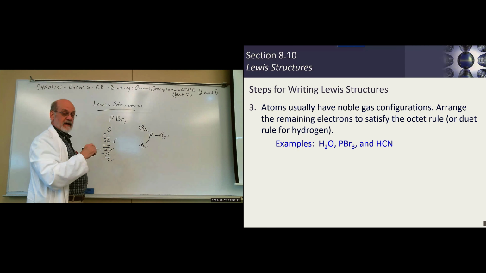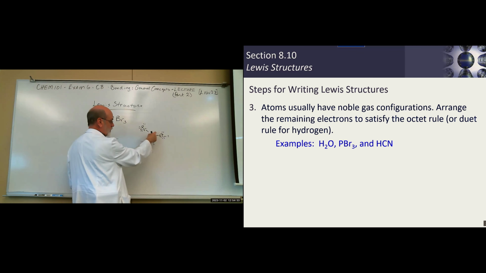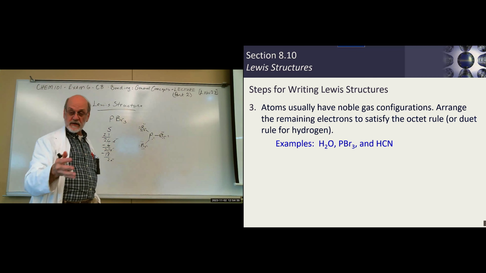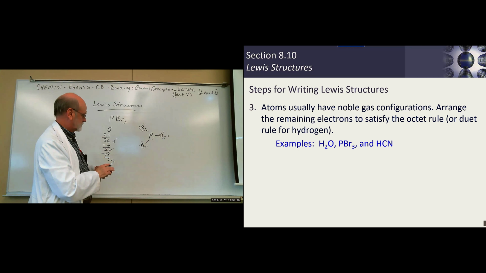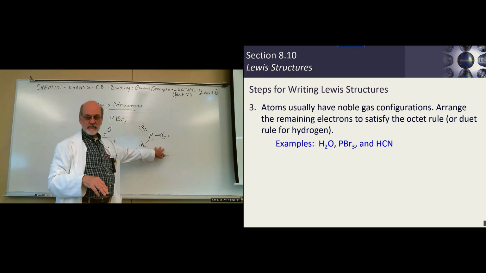The only place they can go, since we already have octets here, right? 2, 4, 6, 8, then the other 2 have to go on the central atom. And that would be 2, 4, 6, 8. Now, phosphorus has an octet. Everybody's got an octet. That would be a valid Lewis dot structure for phosphorus tribromide.